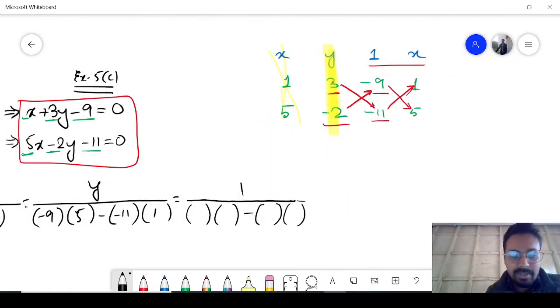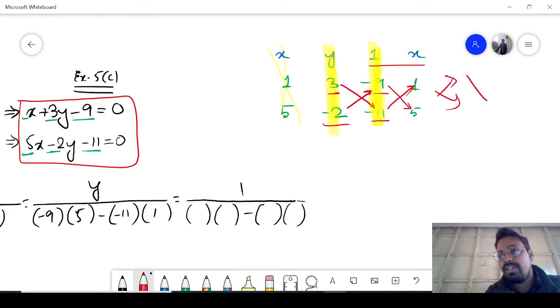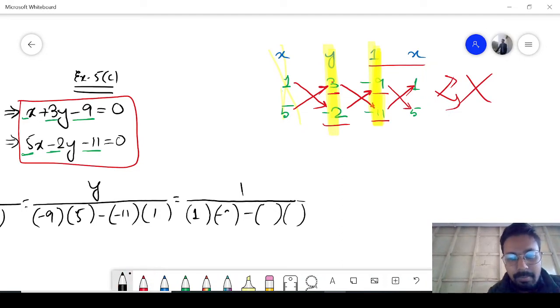And now for 1. So for 1 we don't look at 1. So what do we look at? We look at the previous two, since here we cannot go for any more cross multiplication, this is not possible. So we look at the first two. So 1 into minus 2 and 5 into 3. Okay, so here we will write 1, minus 2, 5, 3. That is how we do cross multiplication.